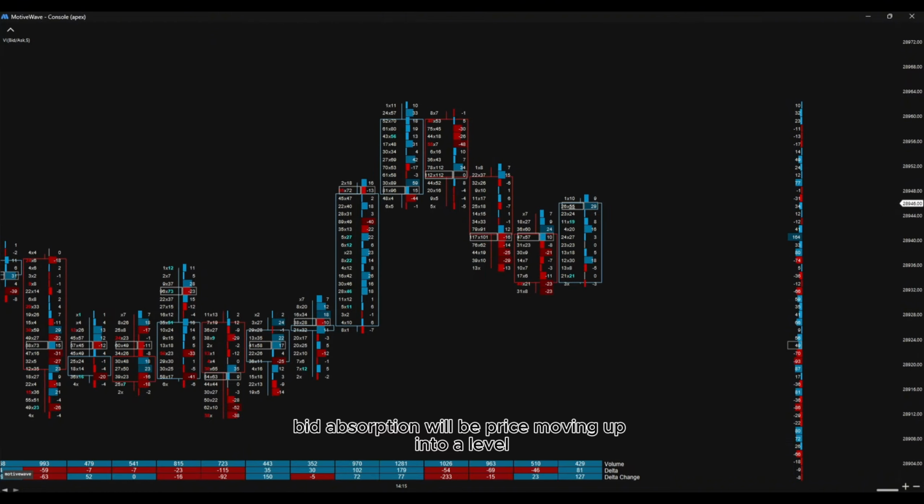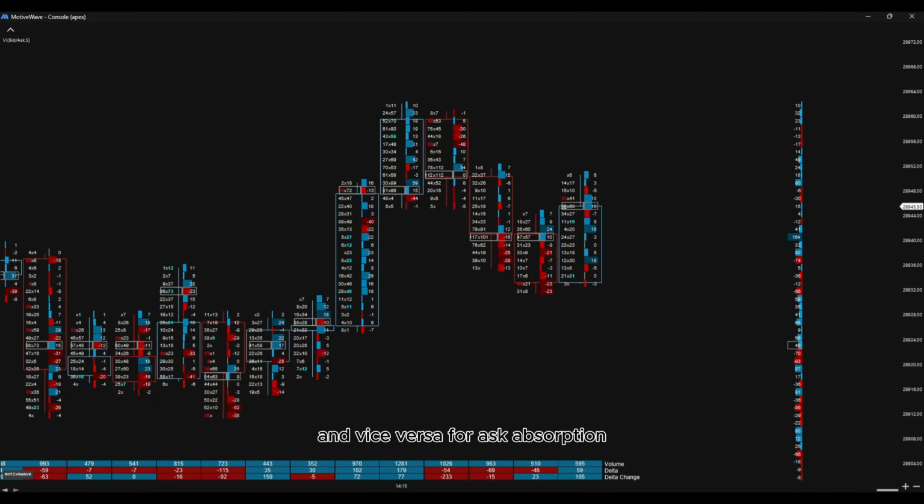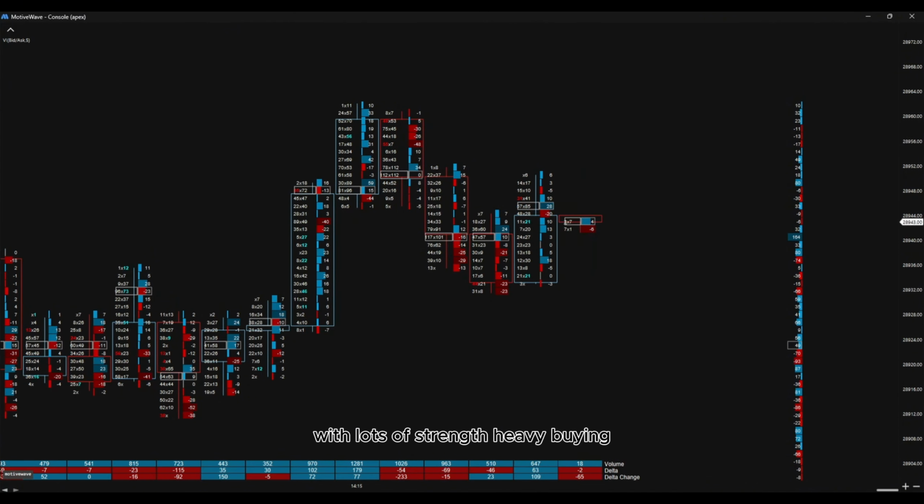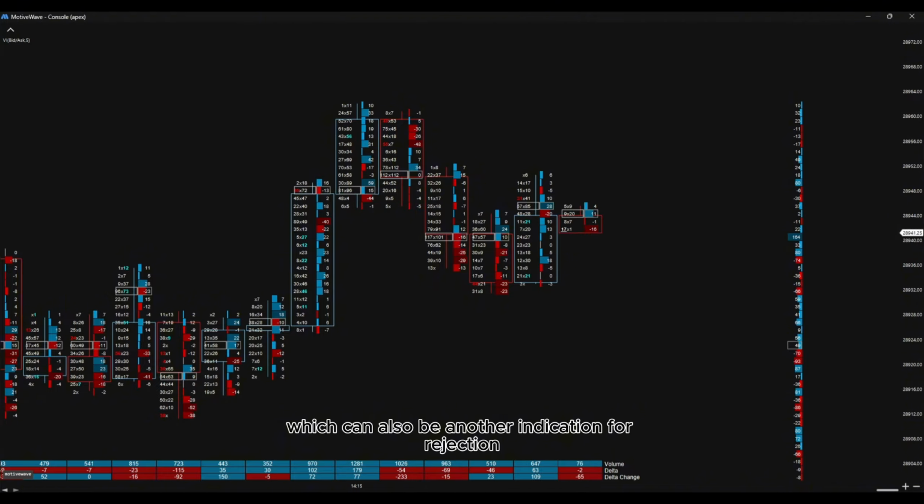Bid absorption would be price moving up into a level, and there's heavy buying but price doesn't go much higher. That means those sellers are absorbing all of the buying that's going on, which can indicate a strong hold or reversal. And then vice versa for ask absorption, when price moves down into a level with heavy selling, but price doesn't go much lower. All of those sellers are being absorbed by the buyers, which can also be another indication for rejection.